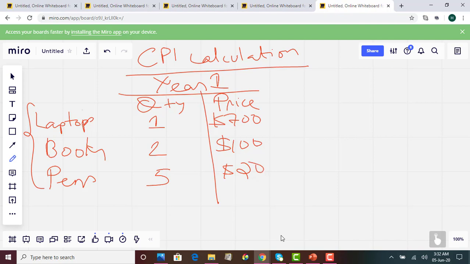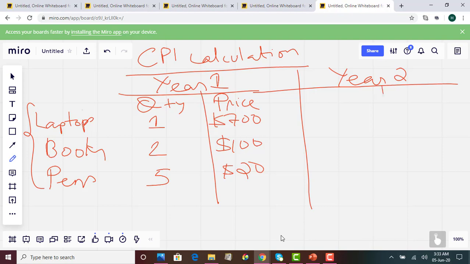Let's just say this is an example. Then you are also given year two information, because we have to look at it over the years. That is what the definition of inflation and CPI is. When we calculate the consumer price index, we are looking at a percentage number that shows us the extent of the change over time. So what is happening from year one to year two in terms of price? That's what we're trying to find out in terms of the index.